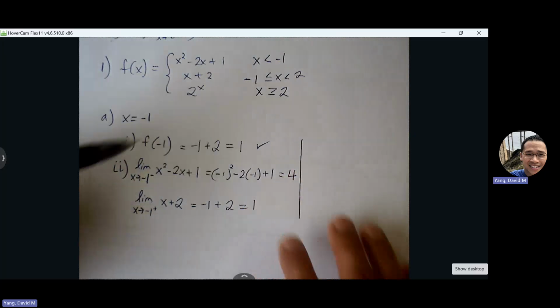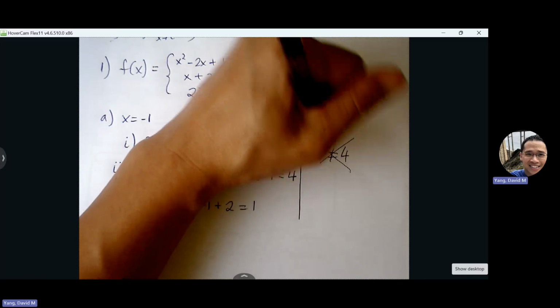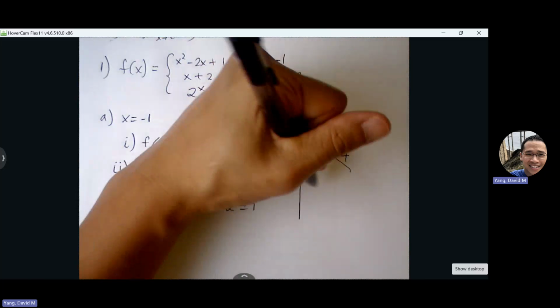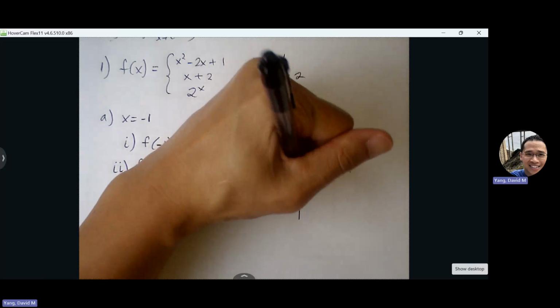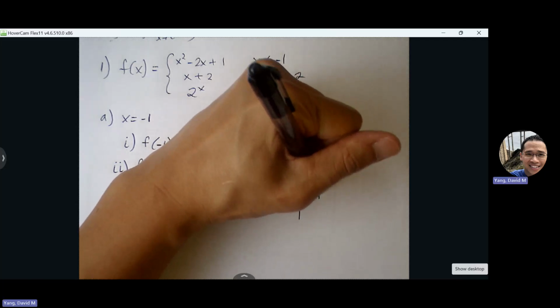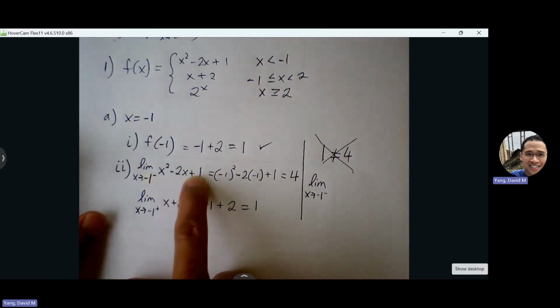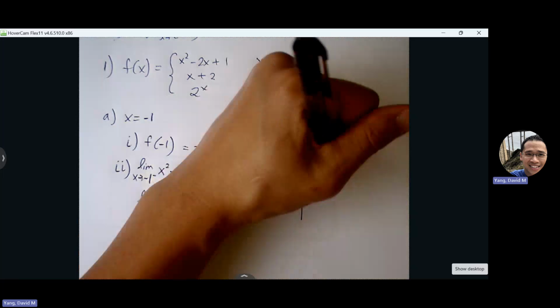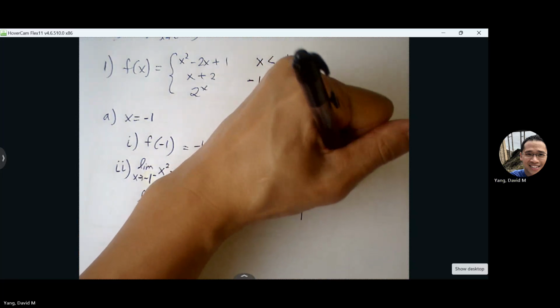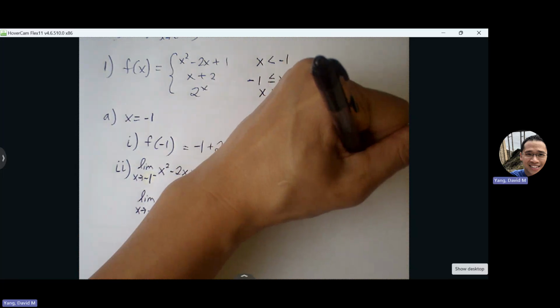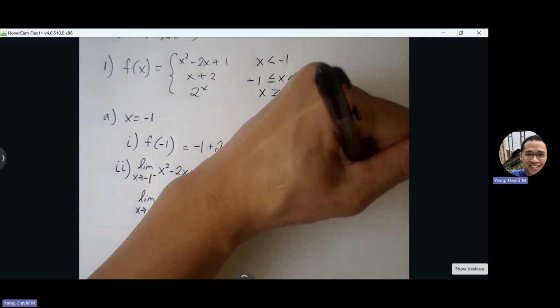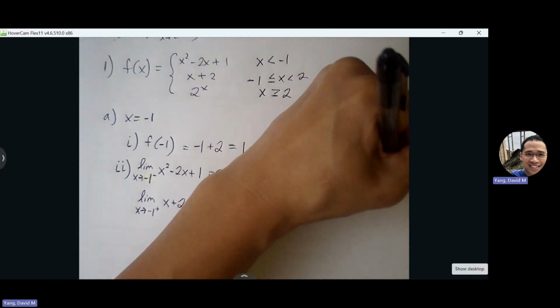And the way that you would write this, okay, you don't want to write it this way: 1 doesn't equal 4. That's not going to be clear enough. You're going to write it this way. Limit as x approaches -1 from the left side of f of x. You don't have to write out the entire expression. You can just say this does not equal the limit as x approaches -1 from the right side of -1 of f of x.